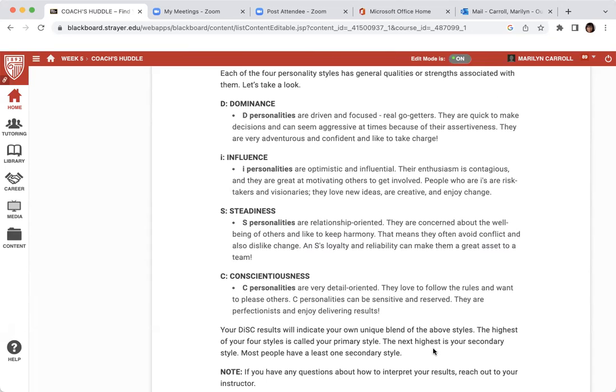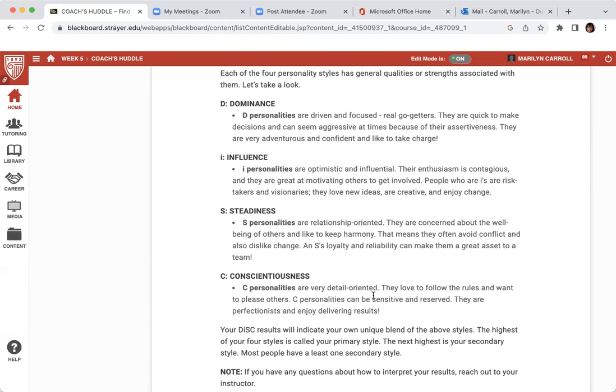C is conscientiousness. C personalities are very detail oriented. They love to follow the rules and want to please others. C personalities can be sensitive and reserved. They are perfectionists and enjoy delivering results.